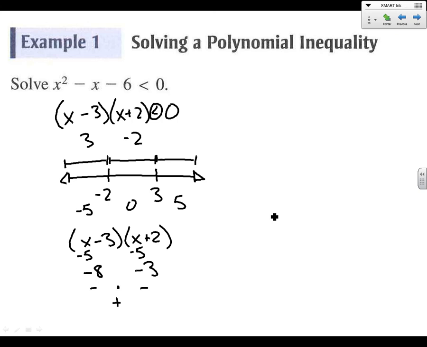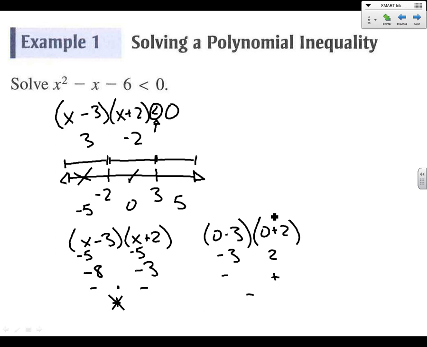And we want our answer to be less than 0. Positives are not less than 0. So this is no good. This whole section we've just tested, everything to the left of negative 2, is not going to work. And we can prove that just by testing one number in the whole range. Let's go ahead and test 0 for our middle range. 0 minus 3 is negative 3. We care about the negative. 0 plus 2 is positive. Negative times a positive is a negative. A negative is less than 0, so we like this region.